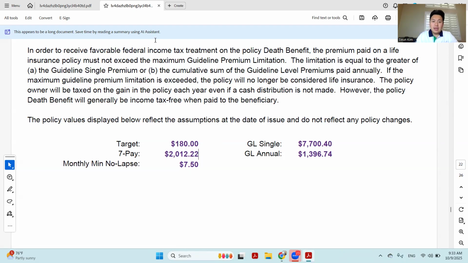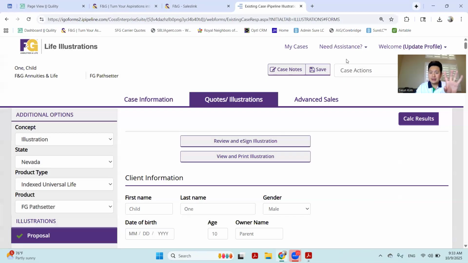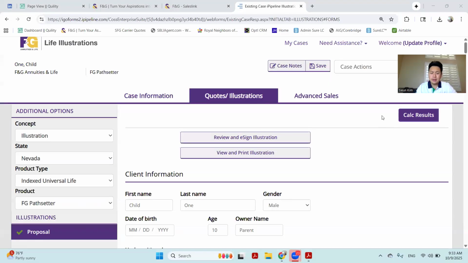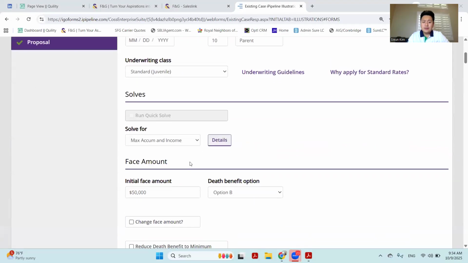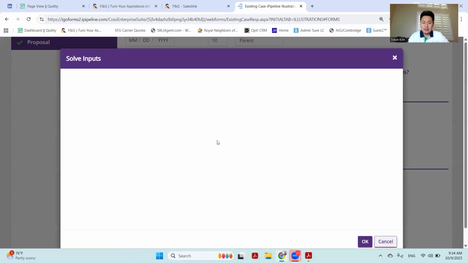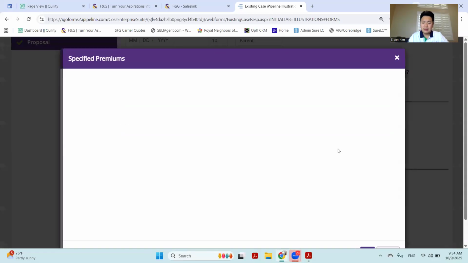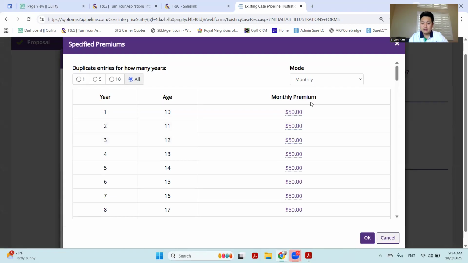Okay. And I'm going to show you one more thing. So this is the standard. Okay. Standard is, I'm just going to go over it again, so it's a good reminder. Solve for max accumulation and income. And you're going to put specified premium and you're going to put the amount that the client desires to put in, right? $50 or $100.